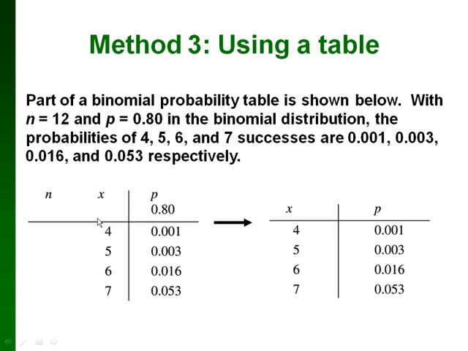So if you're trying to use a table, the table will show you the value of n, so the number of trials, and then there will be another column that will give you different x values. At the top, column headings will give you different values for p, then in the different cells you'll have the probabilities. One of the big problems with using a table like this is that usually the values for p are very limited. So you can only find very specific probabilities using a table.